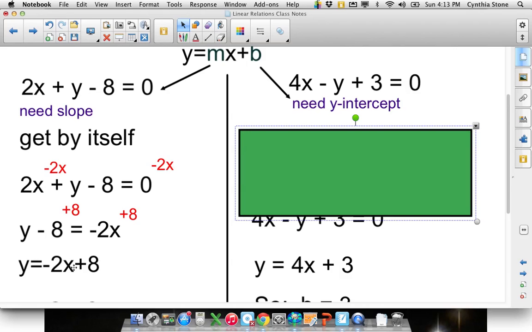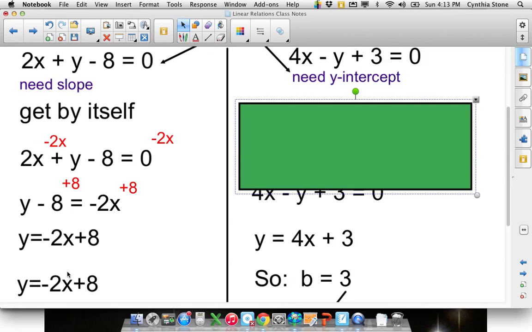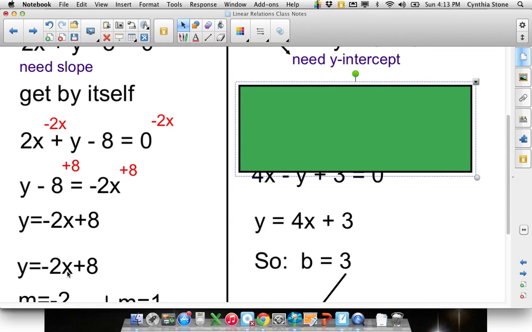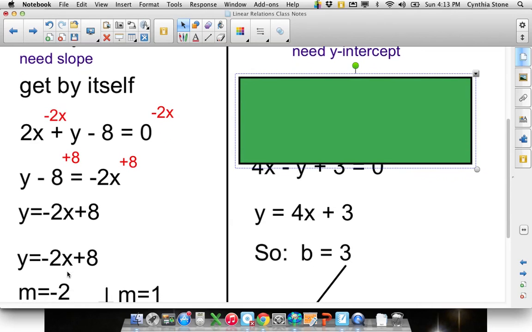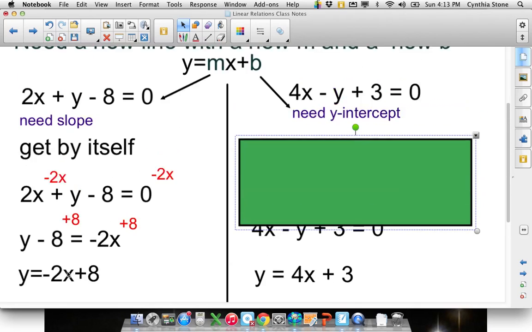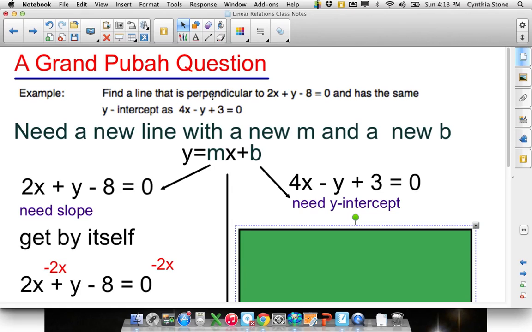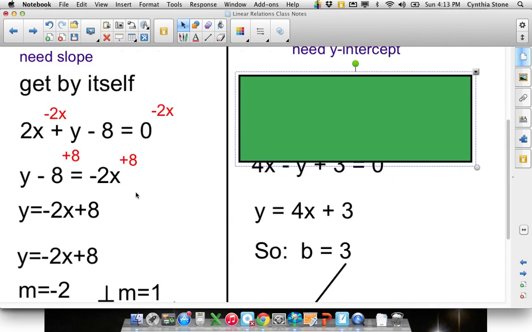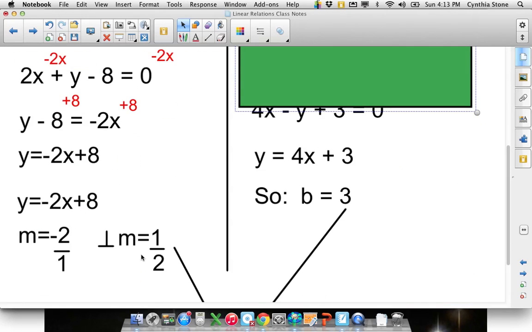Okay? So again, what I've done here is just typical rearranging to get y by itself. And then there's my equation. And so I need, just to be clear, I'm going to jump up here. I need a line that's perpendicular to that. So I'm not going to use this m. I'm not going to use -2. I'm going to use the negative reciprocal.